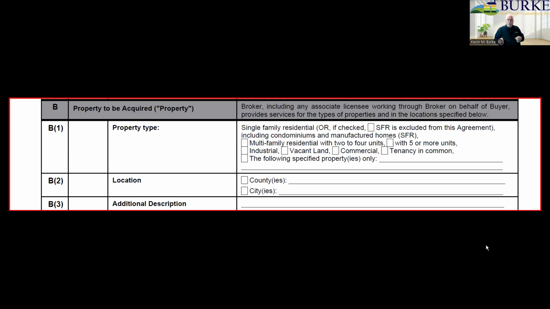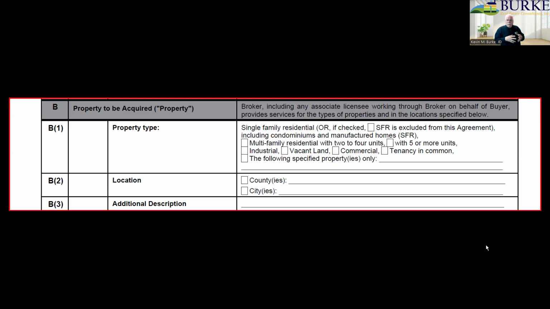Tenancy in common or the following specified properties only. So you could have a very specific property that you're contemplating writing the offer for the buyer. Remember, this has to be written before the offer is written. And so it could be a very specific property.